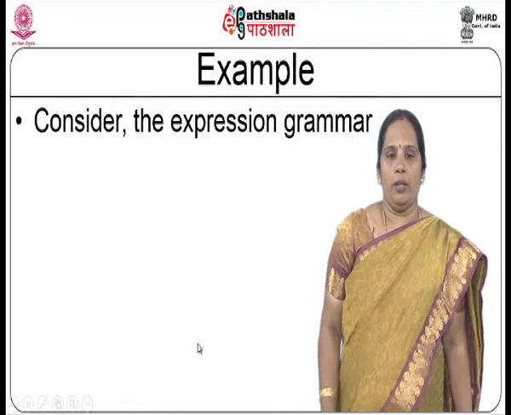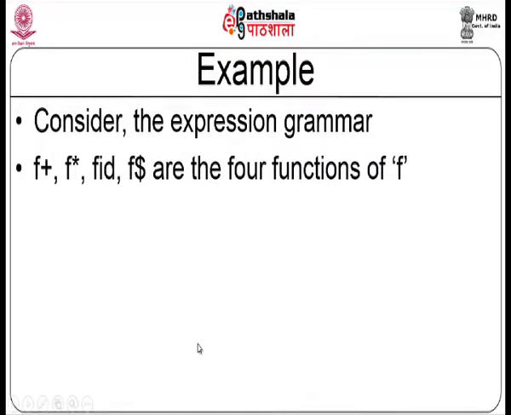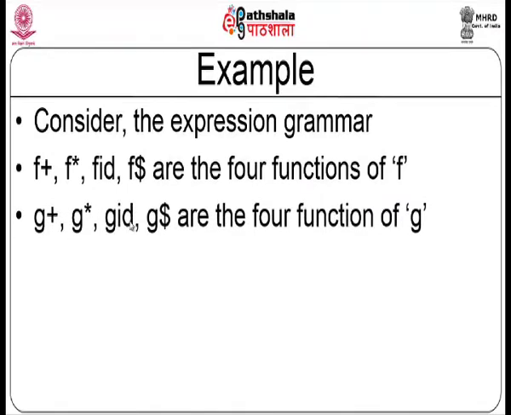Let us take this example. Consider the expression grammar. So, it has got four operators. Expression grammar in the sense that it is an ambiguous grammar. E produces E plus E, E produces E star E, E produces id. So, only these three productions are available in the grammar. So, you are going to create four functions f plus, f star, f id and f dollar. Now, this is your fa, a and b are terminals, right. So, you have here plus, star, id and dollar as the four symbols. So, based upon that you create functions for f. Similarly, you also create functions for g. So, g plus, g star, g id and g dollar are the four functions of g.